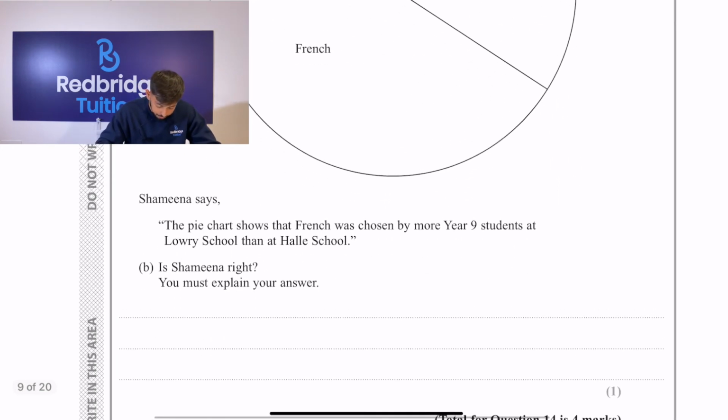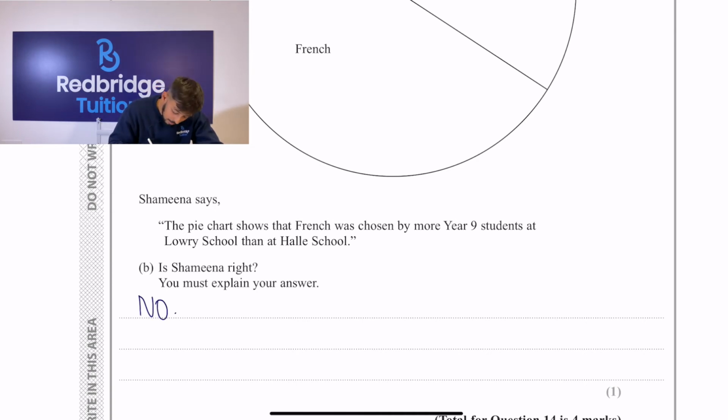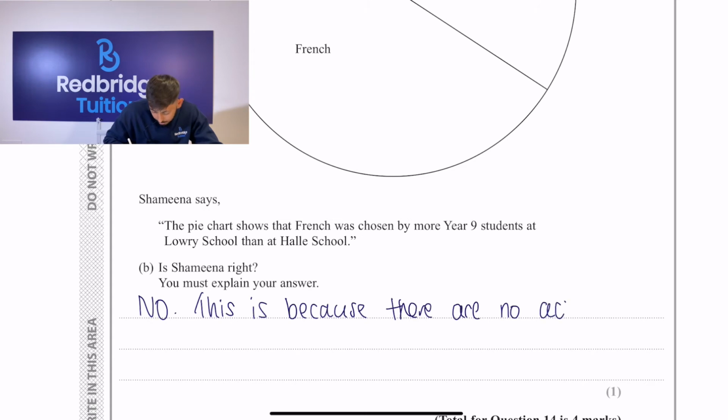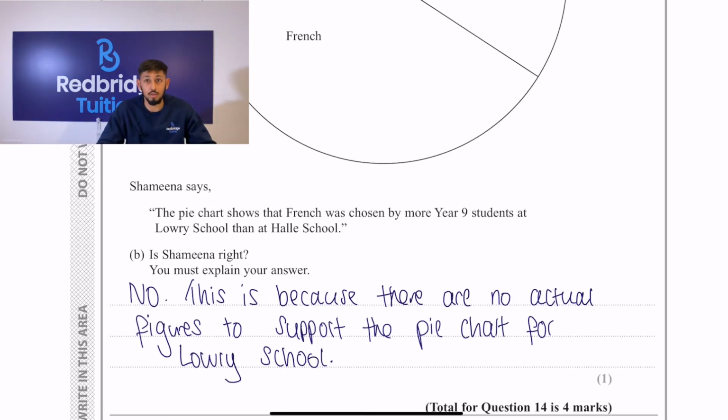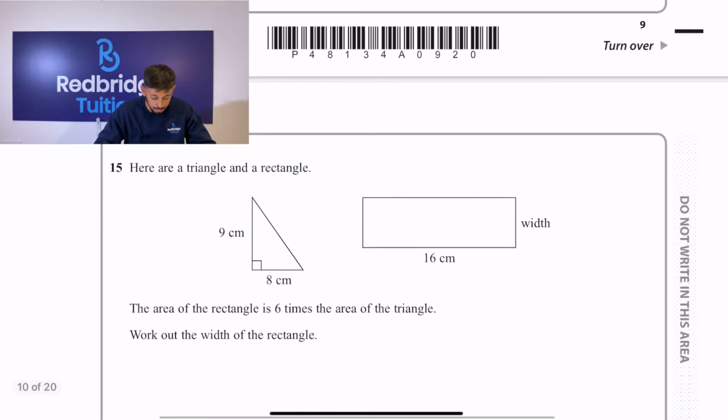So therefore, she's not correct, and we'll write down that this is because there are no actual figures to support the pie chart for Lowry School. Shamina can't draw that conclusion because we haven't got a sample size for Lowry School. Moving on to question number 15.